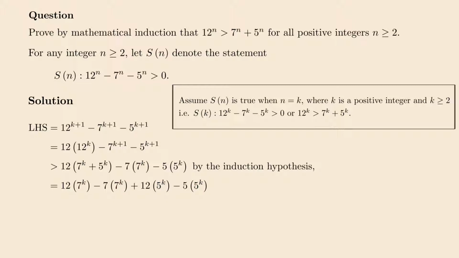We now take the difference of these like terms, which gives us 5 times 7 to the k plus 7 times 5 to the k. And clearly this is positive since we have the sum of two positive terms. We have therefore shown that our statement is true for n equal to k plus 1.